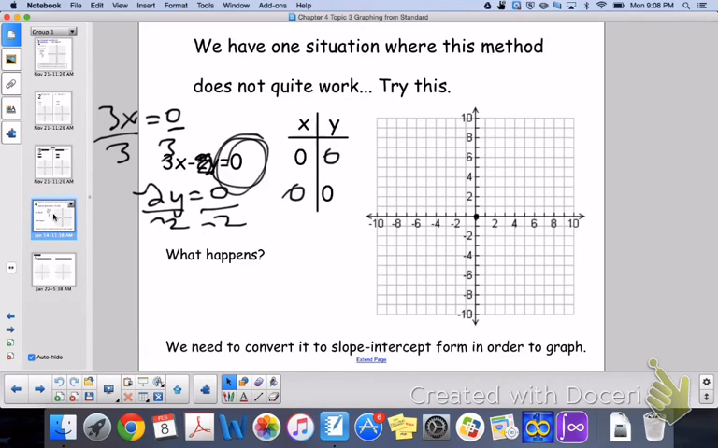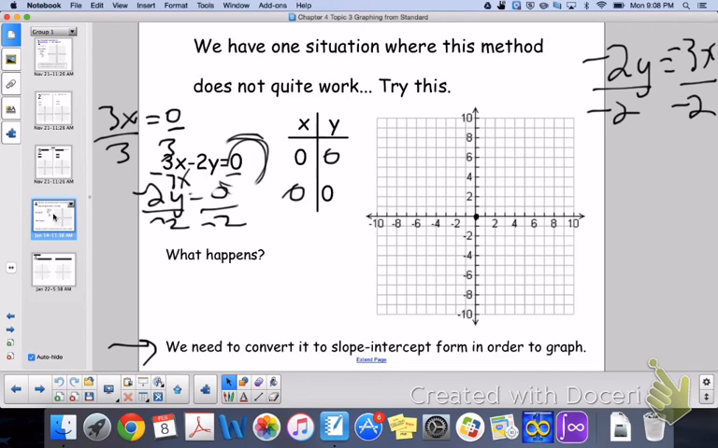So that's why it doesn't work. When the equation equals 0, it does not work to find your x and y intercepts. So we need to convert it into slope-intercept form in order to graph it. What you're going to do is subtract 3x from both sides. That gives you negative 2y equals 0 minus 3x, which is just negative 3x. Divide by negative 2. You're left with y equals negative 3 over negative 2. The negatives cancel, so just 3/2 x.